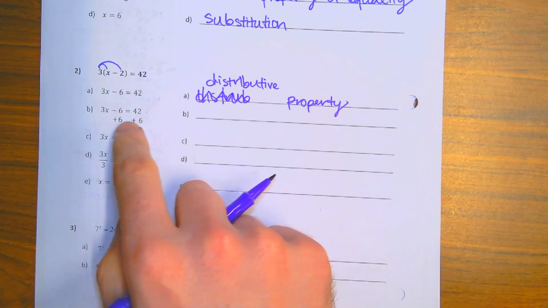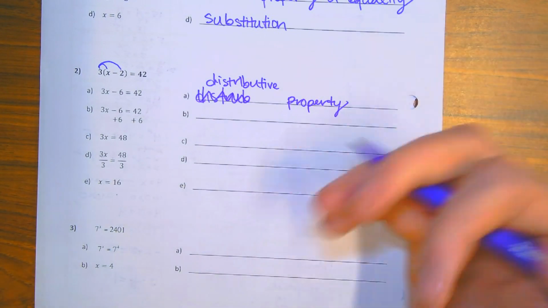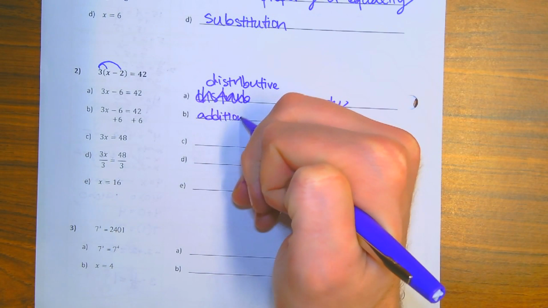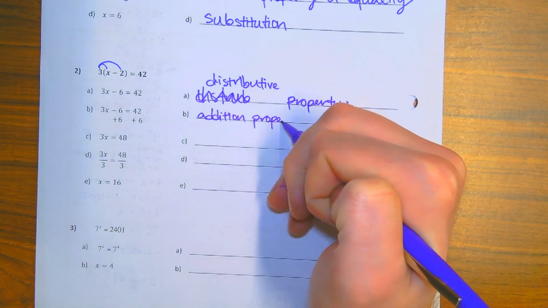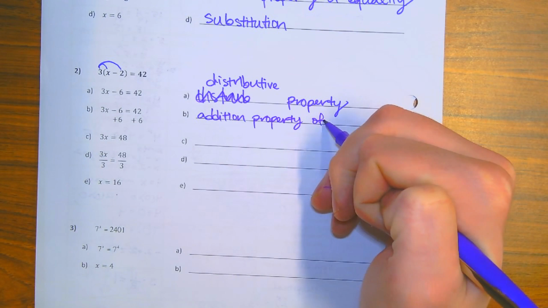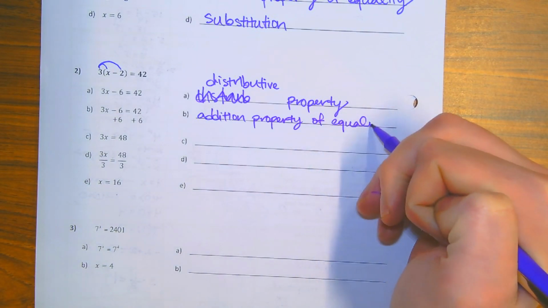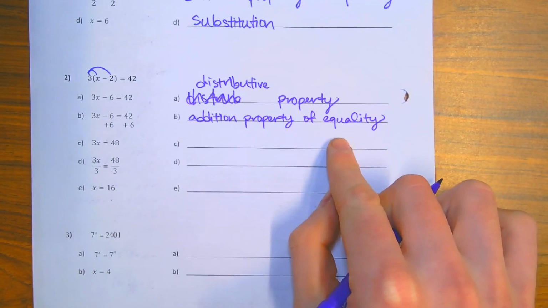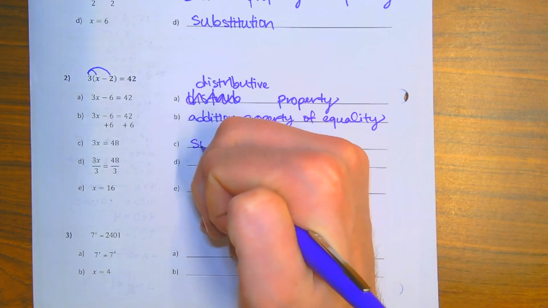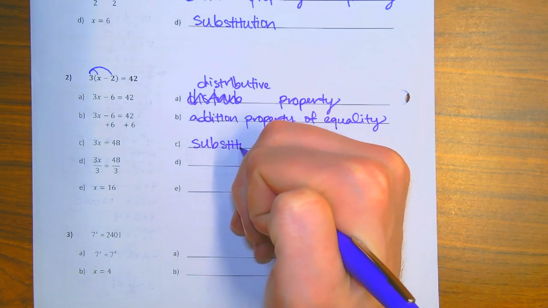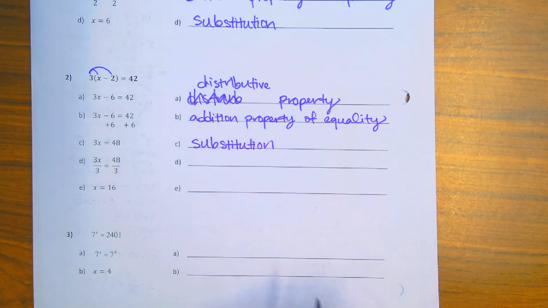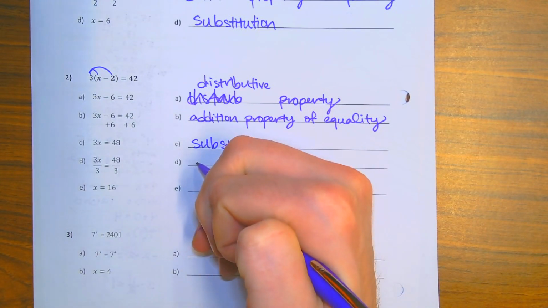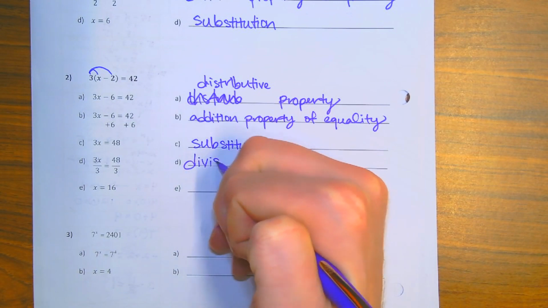What is happening here? Well, I'm adding 6 to both sides, so this is the addition property of equality. Then, remember, what follows the property of equality? Substitution. Next, what's happening here? Well, we're dividing both sides by 3. So, it's the division property of equality.